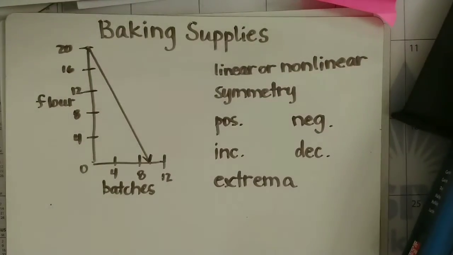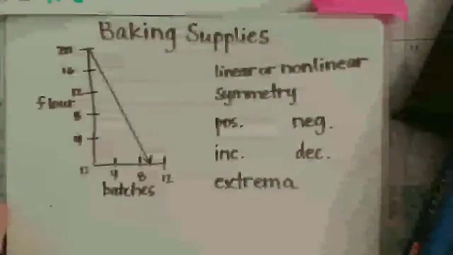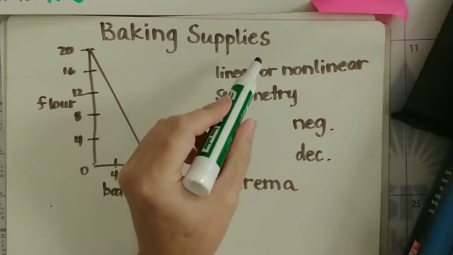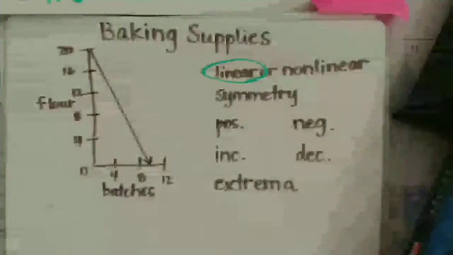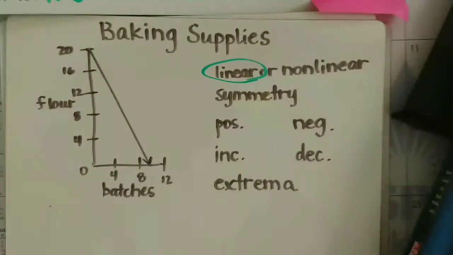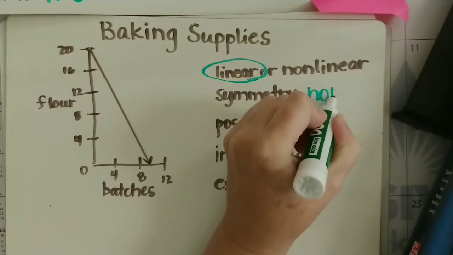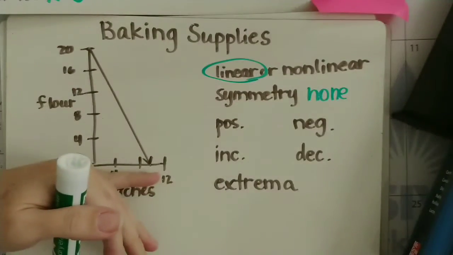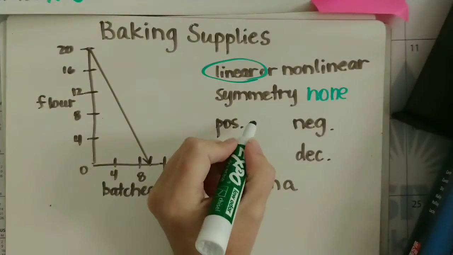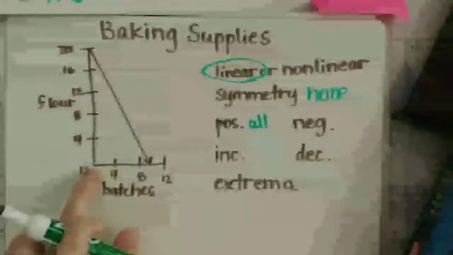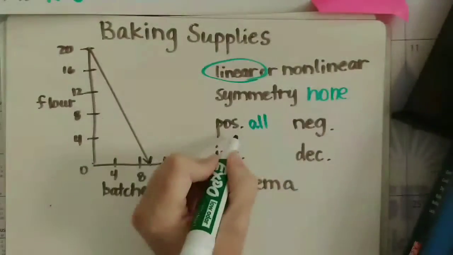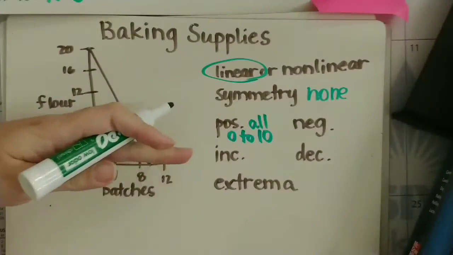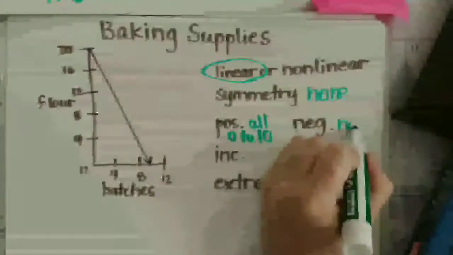And one more, baking supplies. Do we have a function that is linear or nonlinear? I believe it is a straight line. Straight lines, unless they're horizontal, will not have any symmetry. So we can say none. Where is it positive? Where does it lie above the x-axis? I believe that is all. Or you could actually say from 0 to 10 if you wanted. That would be a good description. Where is it negative? Below the x-axis would be none.